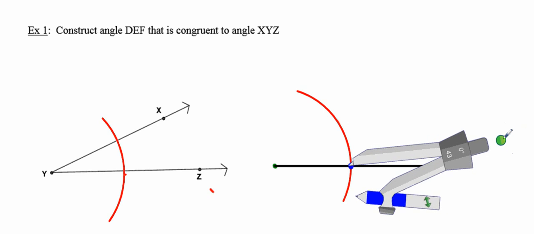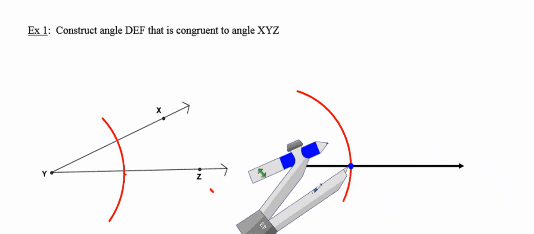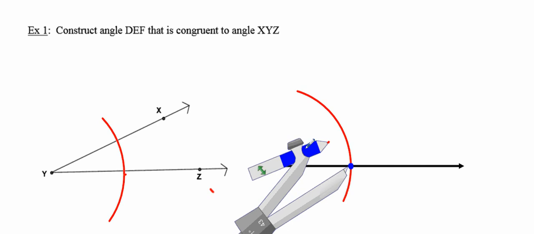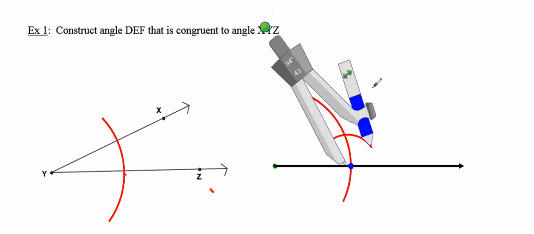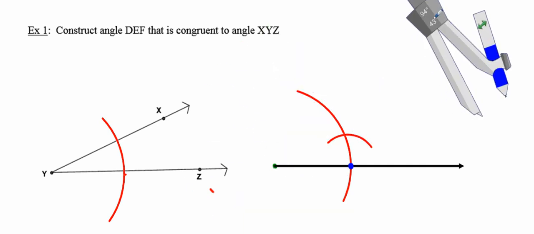I'm going to have to rotate this around. Now I'm all set to draw my arc. I don't know why that didn't draw a blue arc. But now I can pick up my straight edge. And the two points I want to connect are that point of intersection and the original vertex of my angle.